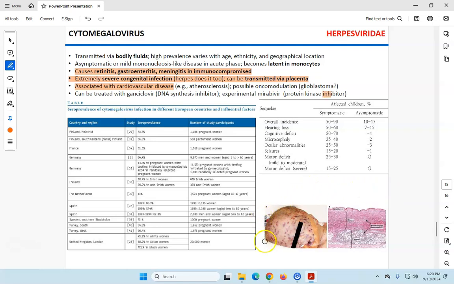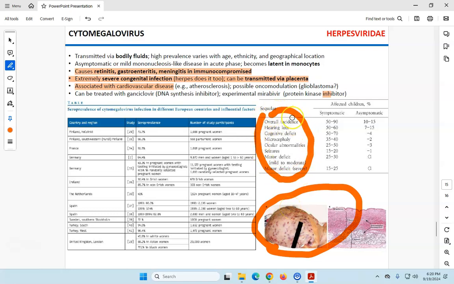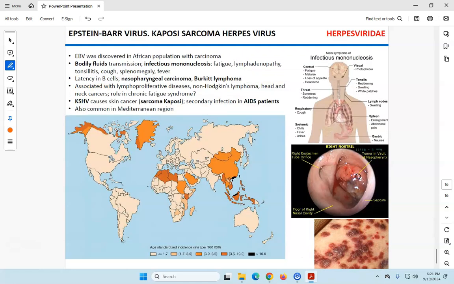Neonatal CMV is horrible. So this was a lethal case, fatal, 6 days. These are the deficits and percent of children affected. Children that experience neonatal CMV. It's horrific, okay? Does that make sense? Treatable, by the way, all of them are treatable.